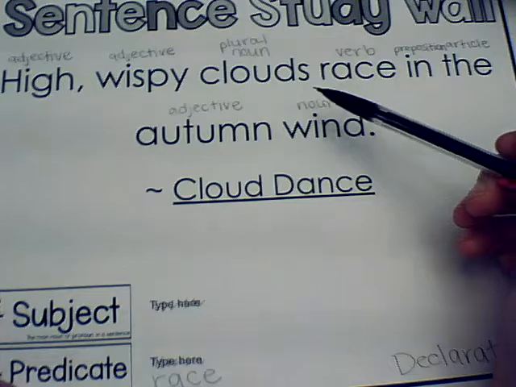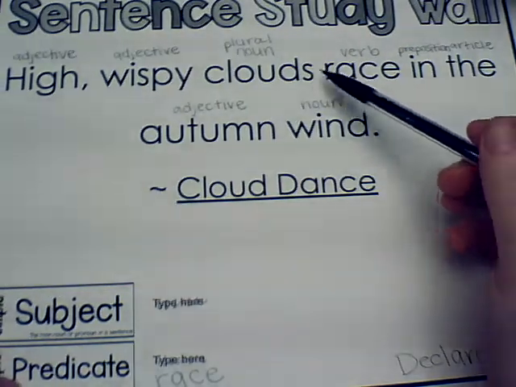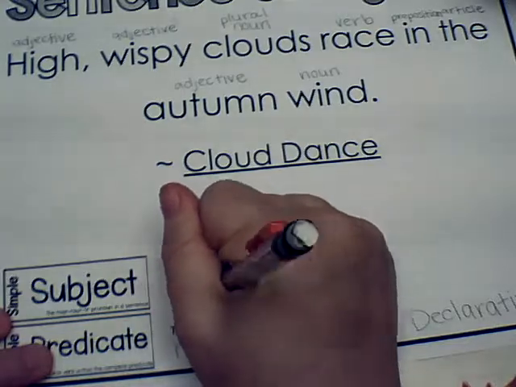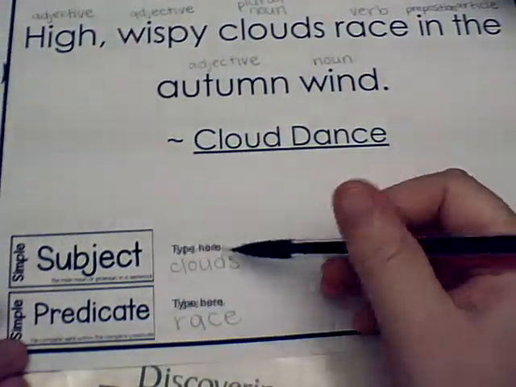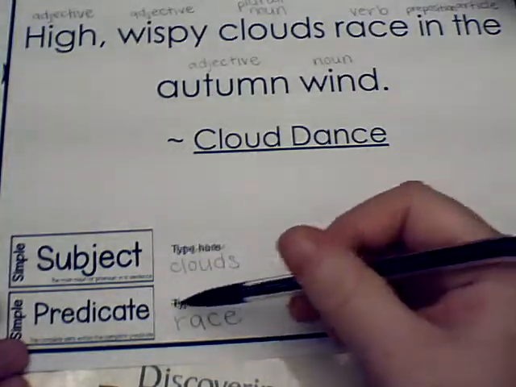And what is doing the racing? It's this noun, which is clouds. So the clouds race. So the subject is clouds, and what they're doing, the action they're doing, is race.